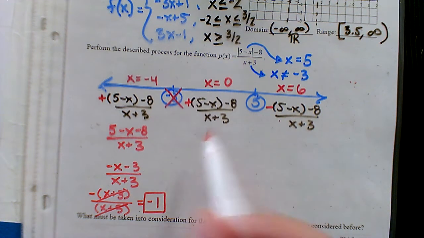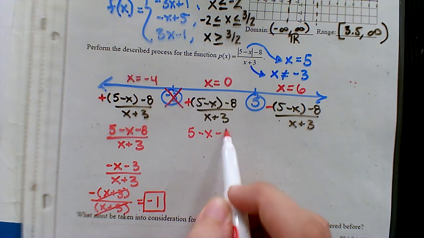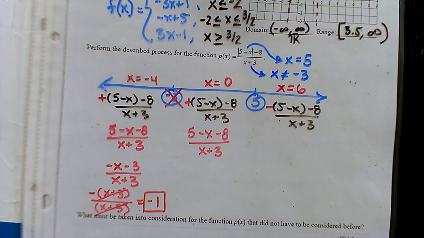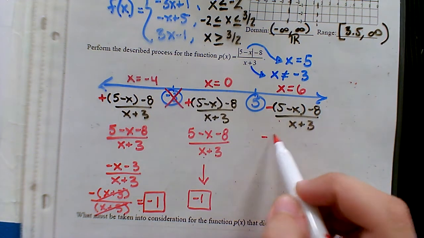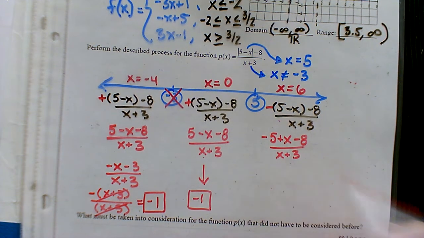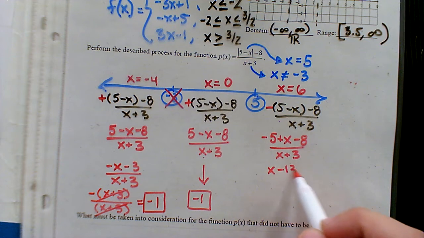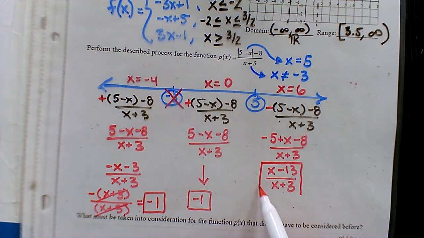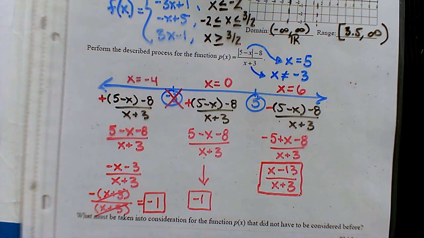Okay, let's try the same thing for the middle section. If we distribute in the positive, didn't we already do this though? Like it's going to be the same thing, right? So we're going to end up with -1 for that guy too. And let's see, the last one, if we distribute in the negative and then combine some like terms, we have x minus 13 over x plus 3. We can't take that any further. Can't cancel out those x's.